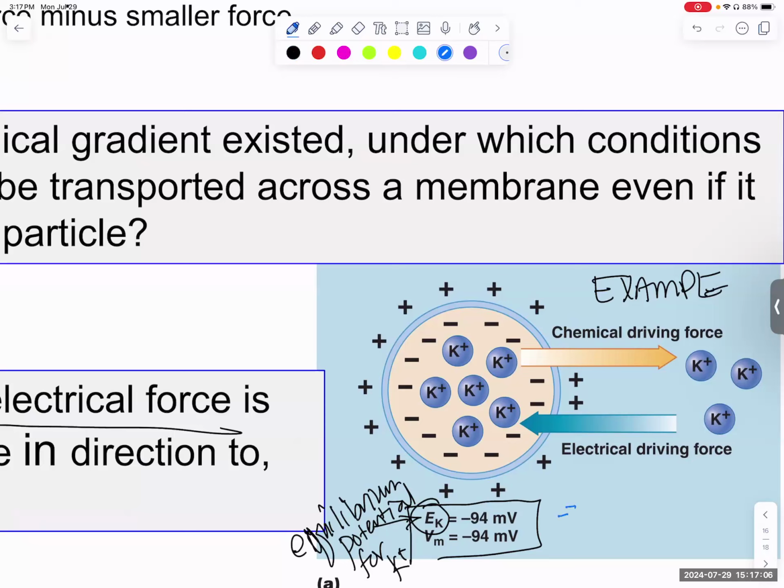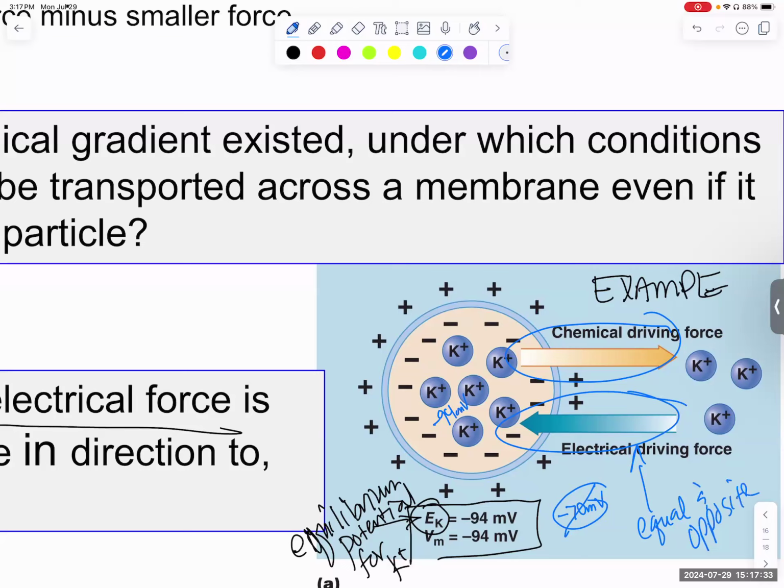Well, generally, the inside of a cell is negative 70 millivolts. So this is not the example of a normal cell. This is an example where the inside of the cell is negative 94 millivolts. And so the electrical driving force is completely canceled out at this point by the chemical driving force. They are equal and opposite. And so that is why potassium won't move, and it's at equilibrium potential. But again, normal cells are negative 70.